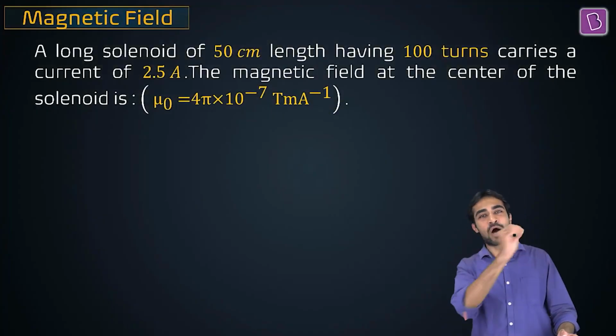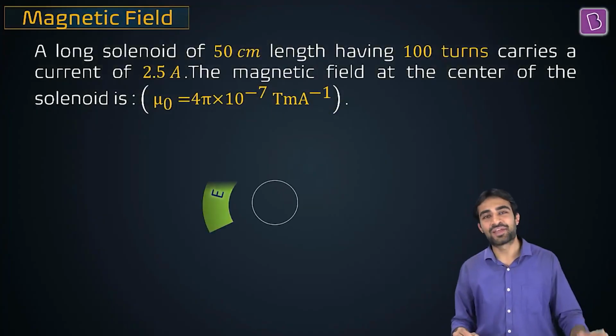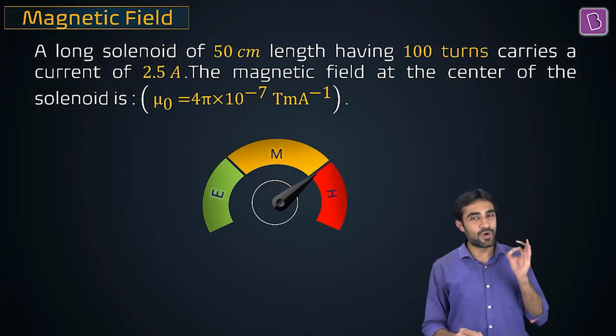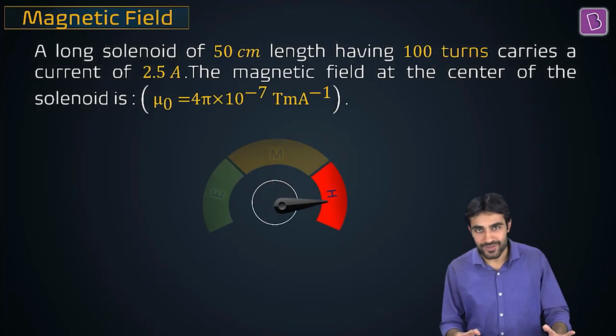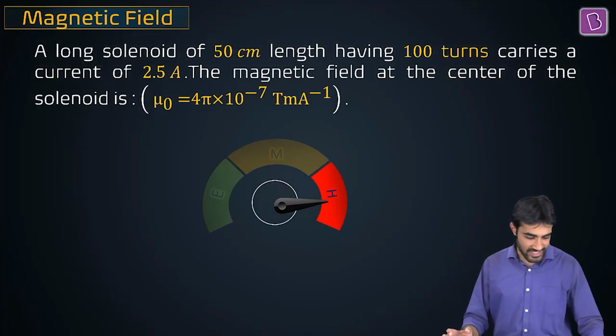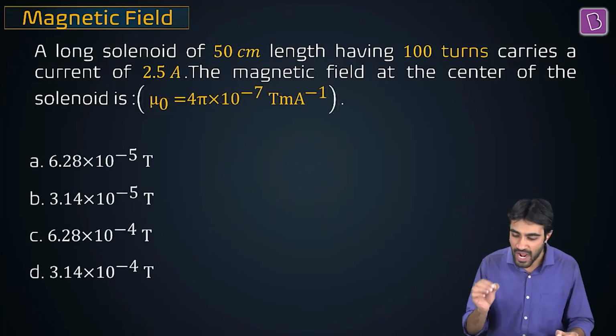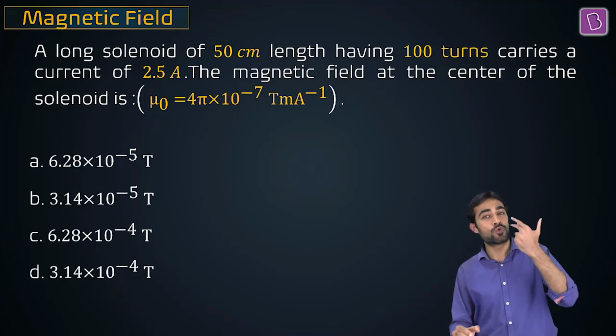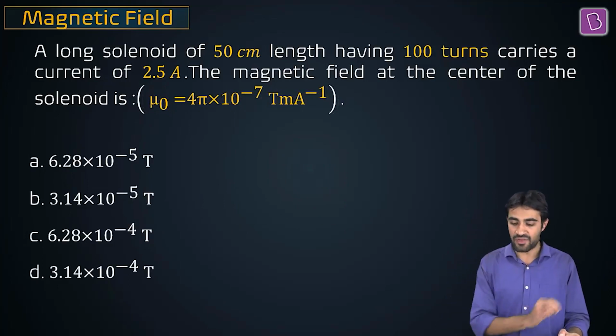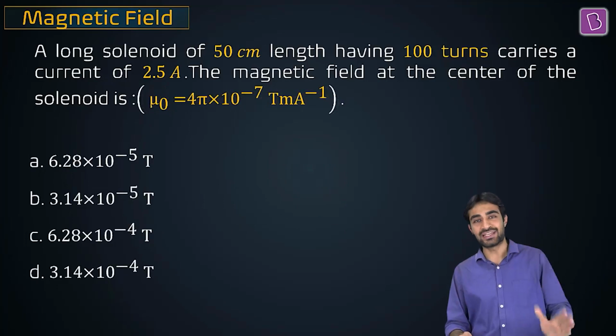Here is an awesome question on magnetic field, and the question is based on a solenoid. The question says that there is a long solenoid of 50 centimeter length having 100 turns. It carries a current of 2.5 ampere. The magnetic field at the center of the solenoid is?